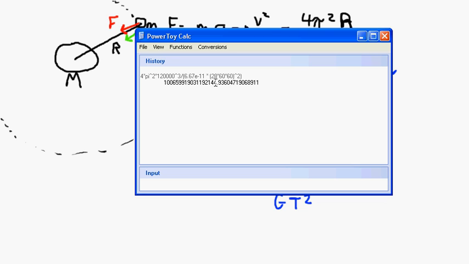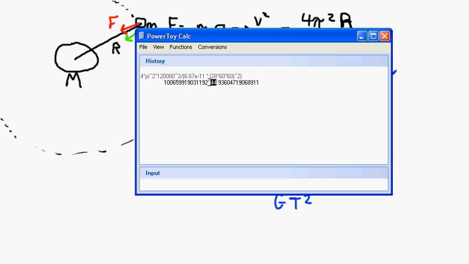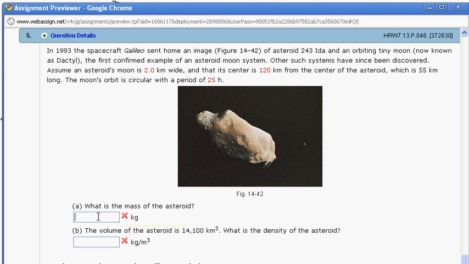So let's see. Anyway, 1, 2, 3, 4, 5, 6, 7, 8, 9, 10, 11, 12, 13, 14, 15, 16, 17. So I'm just going to try answer divided by 1e17. Okay, great. So the mass is apparently going to be almost exactly 1 times 10 to the 17th kilograms. So I'm going to say 1.01 times 10 to the 17th kilograms should be the mass of the asteroid.